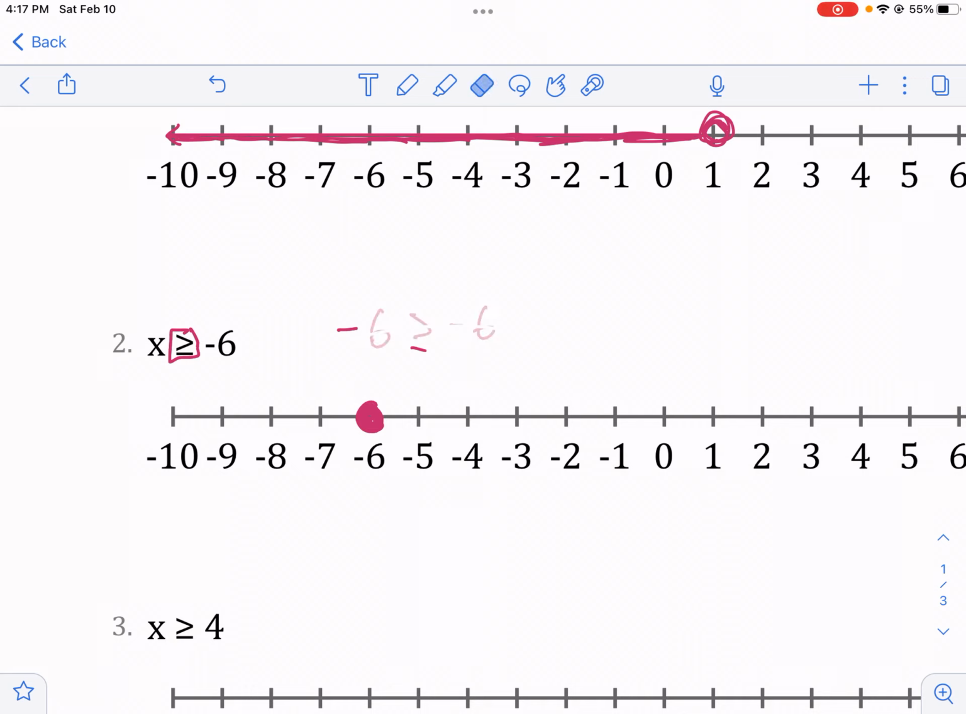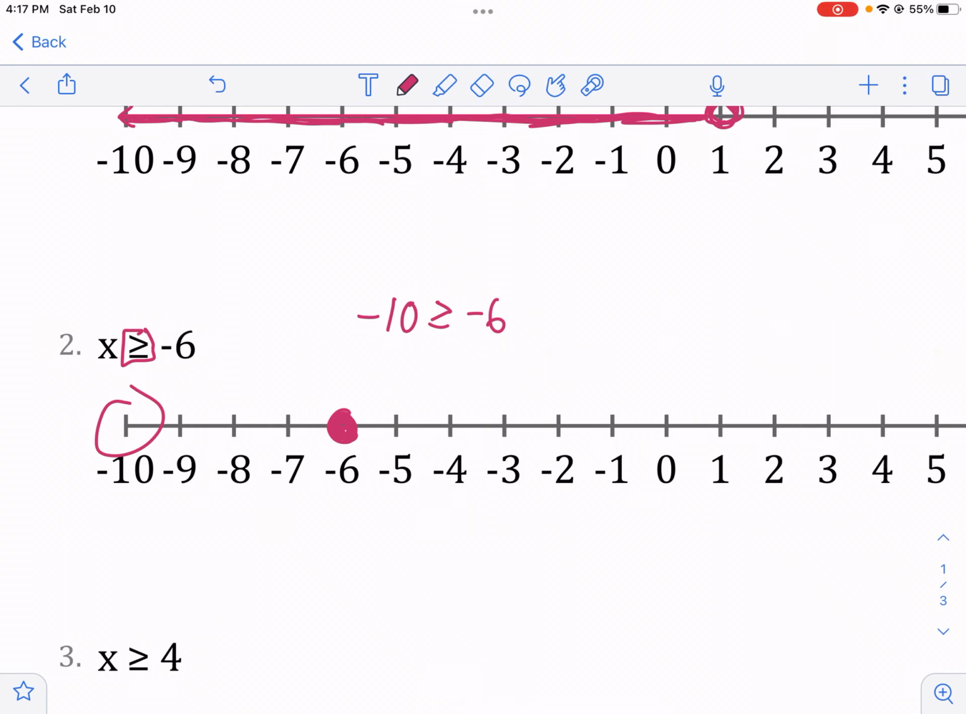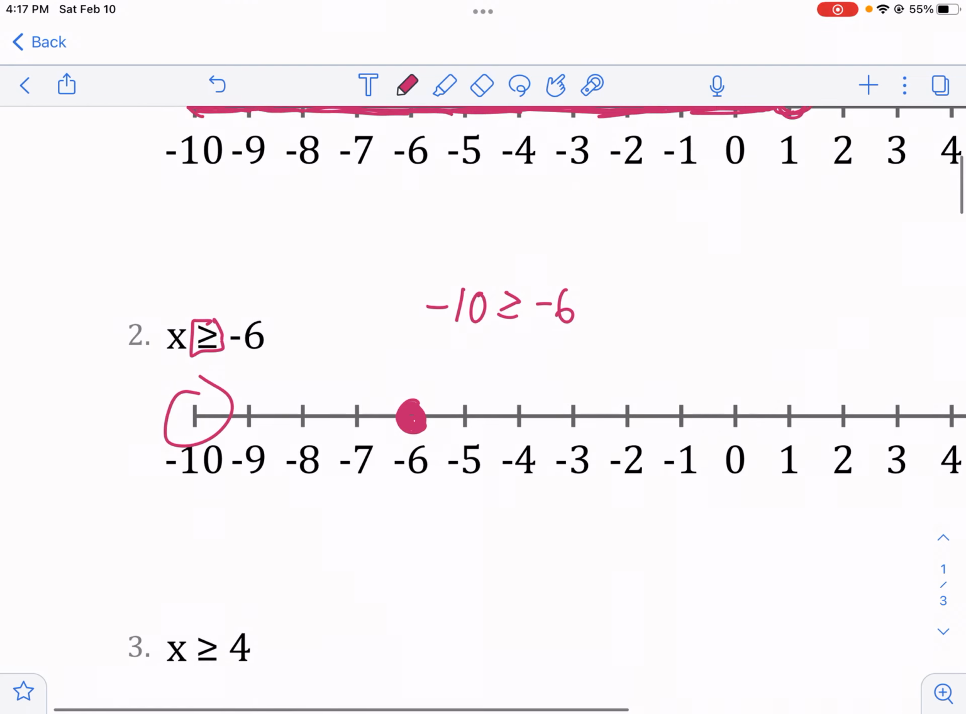Now I'm going to test values to the left and right. To the left here, I can try -10 even. It doesn't have to be -7. Is -10 greater than -6? No, it's not. And you're like, whoa, whoa, whoa, time out. 10 is bigger than 6. Yes, 10 is bigger than 6, but -10 is not bigger than -6.